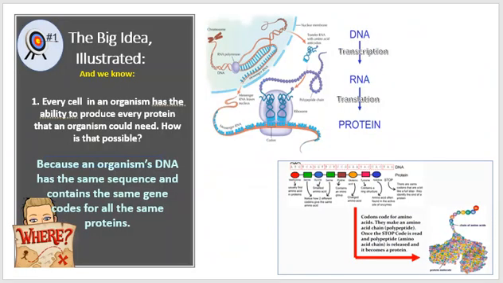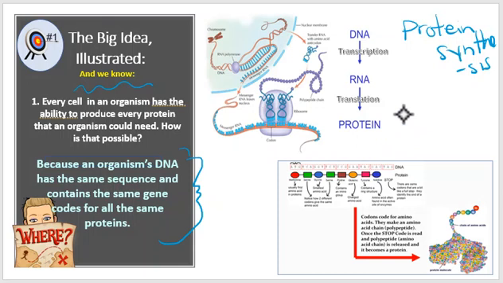Alrighty, let's step back for a minute and look at the big picture, the big idea illustrated. We know that every cell in an organism has the ability to produce every protein that an organism could need. How do we know that that's possible? Now remember, we know that an organism's DNA has the same sequence and it contains the same codes for all the same proteins. We learned about that when, like I said, we went through protein synthesis, that unit where we learned about how DNA is converted to proteins.